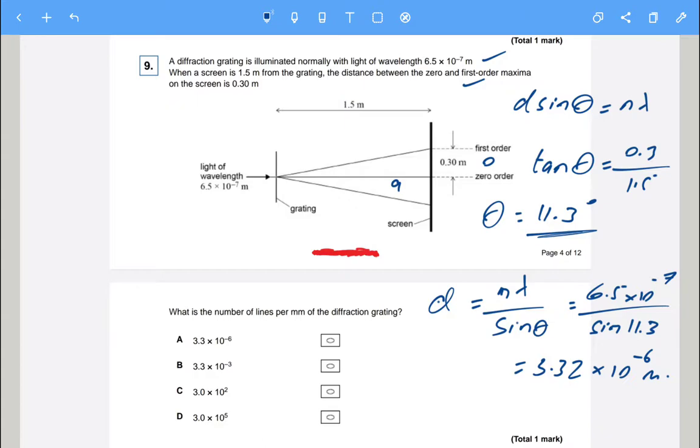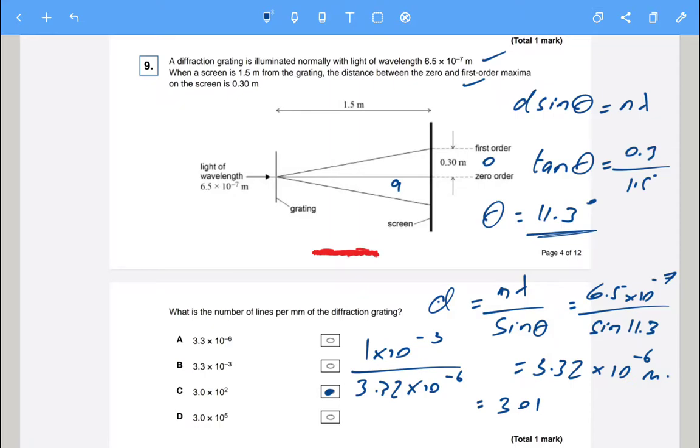What some people might do is go straight for A and be like, well, yeah, I've got it. But that's a significant distractor. So if I get rid of that, for the number of lines per millimetre, what we need to do is take a millimetre divided by the distance between two individual lines. So 1 millimetre would be 1 times 10 to the minus 3 divided by the 3.32 times 10 to the minus 6. Which gives us 301. So it's 301 lines per millimetre. So that'd be C, 3 times 10 to the power 2.